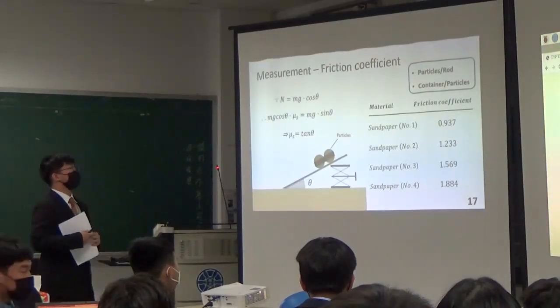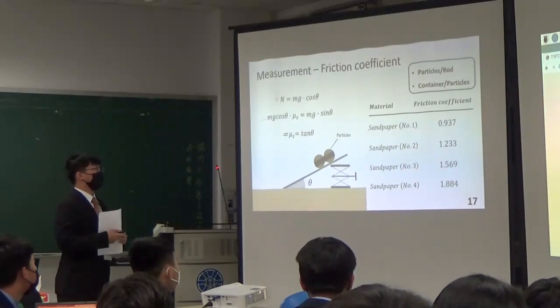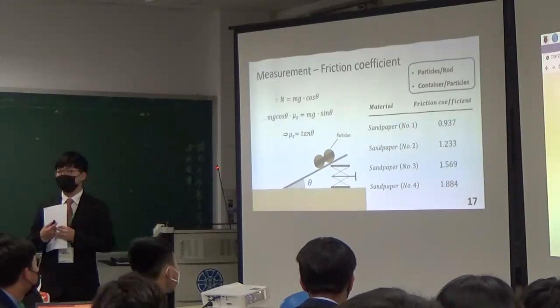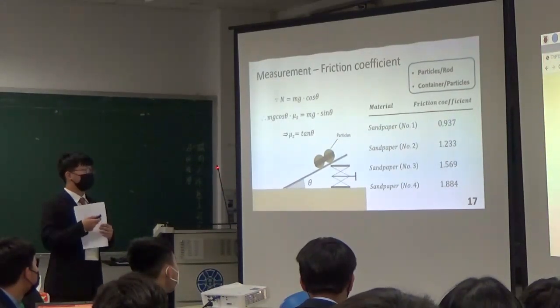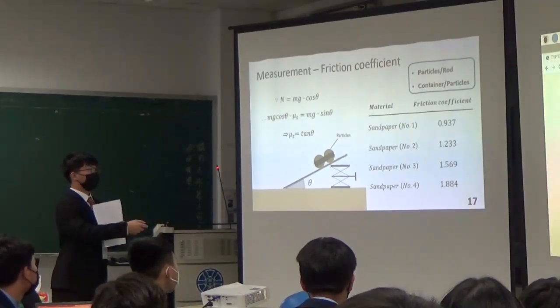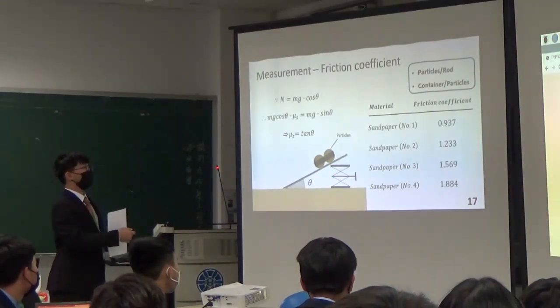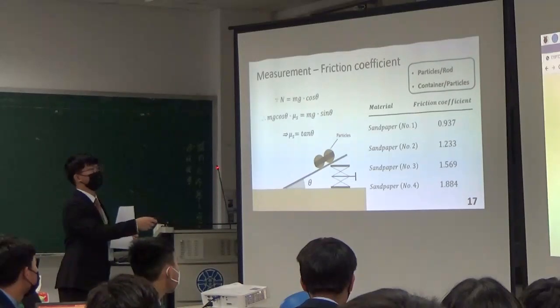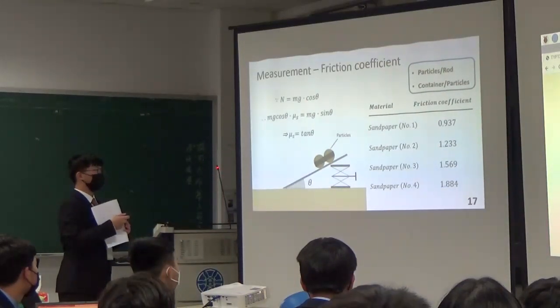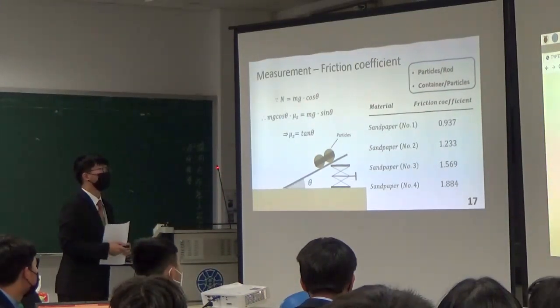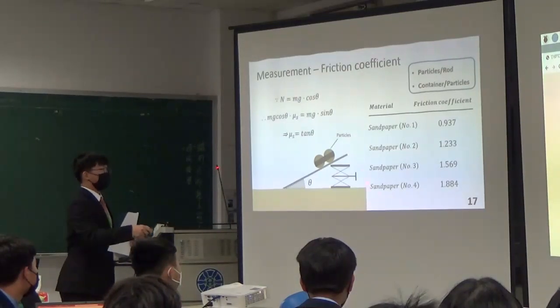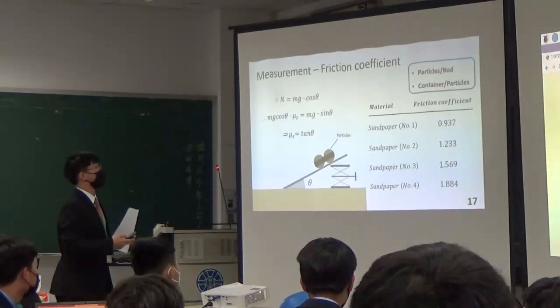And next is the measurement of the friction coefficient. Since the particles will rotate on the inclined plane, we stick them together and find the angle at which they just start to slide out. And the tangent of theta is the friction coefficient between the particle and the inclined plane. And these are the results of the experiment.